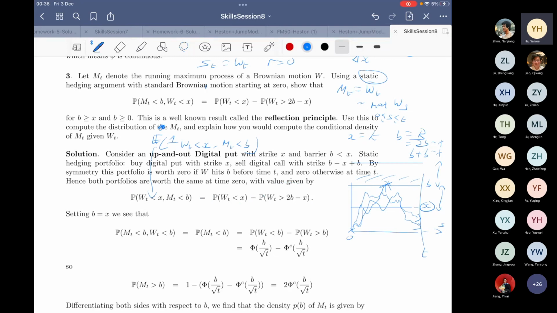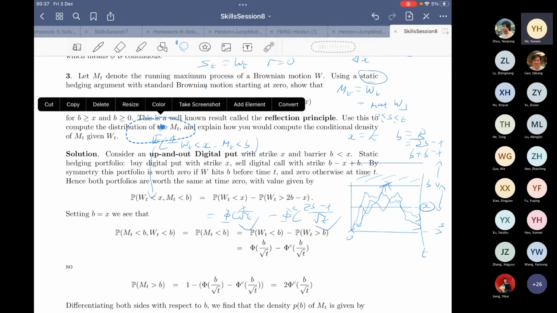If you wanted a more explicit formula, this is phi of x over the square root of t, and this is phi complement of 2b minus x divided by the square root of t. We can also consider this specific case, and this relates to the actual thing we asked in the question. So we've proved this now, and it then says use this to compute the distribution of MT. That's what we're going to do now.